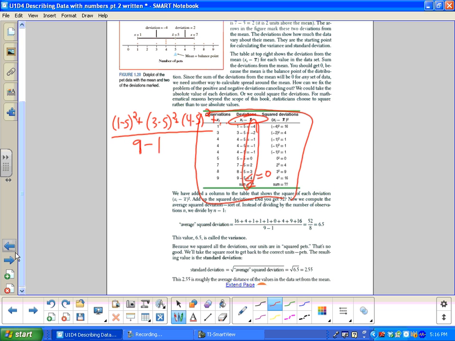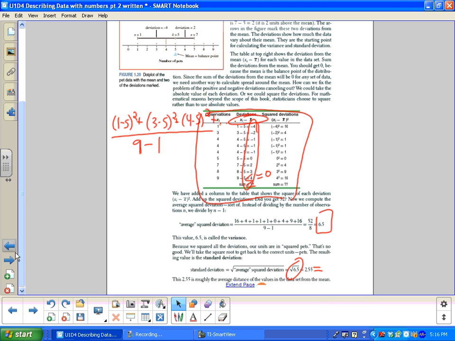So they took that 6.5 they got by adding all of those squares together and dividing by 9 minus 1. They got 6.5. And then they just took the square root of it. And so my standard deviation is 2.55. So this is about the average distance of each one of those data points to the mean of 5 pets per person.